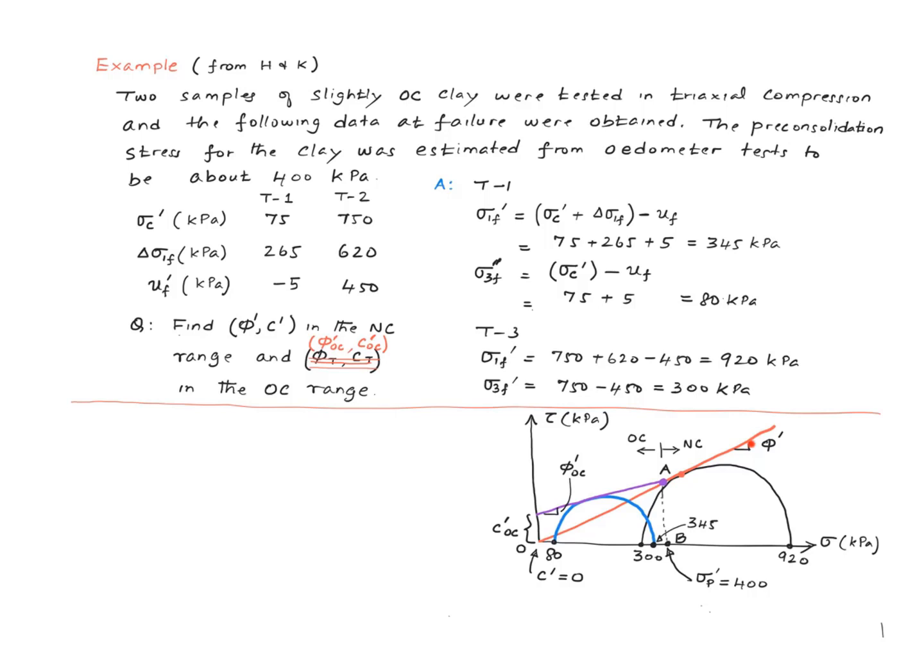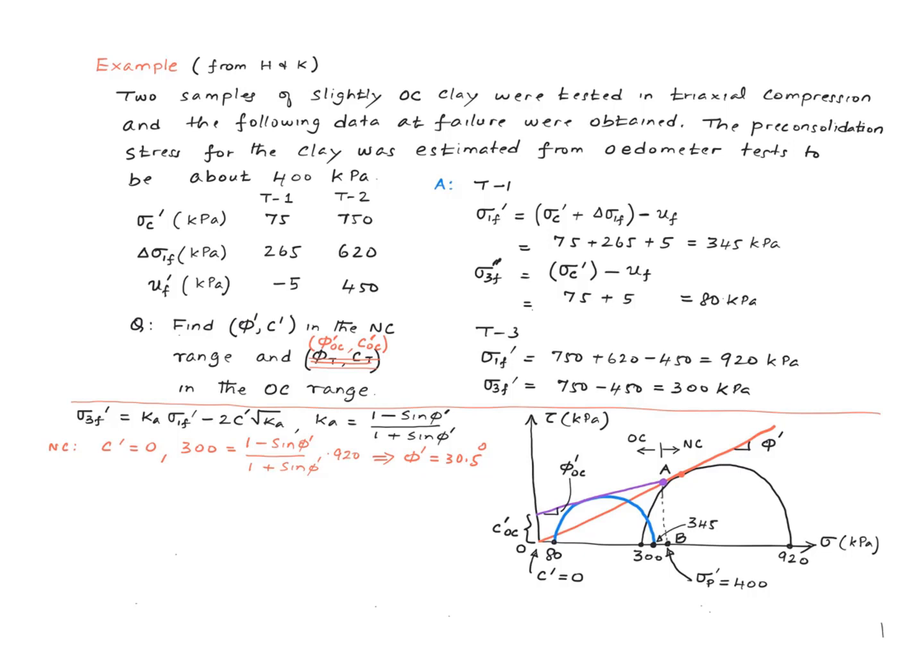First, we go ahead and find phi prime. Remember this equation we derived earlier, right? So we apply this to the normally consolidated range where C prime is 0 and sigma 3f prime. Obviously, we are going to use the data from test number 3. So sigma 3f prime is 300, which is equal to (1 minus sine phi prime) over (1 plus sine phi prime) times 920. You rearrange this in order to find your friction angle, and I get a value of 30.5 degrees from that. So that part is pretty easy.